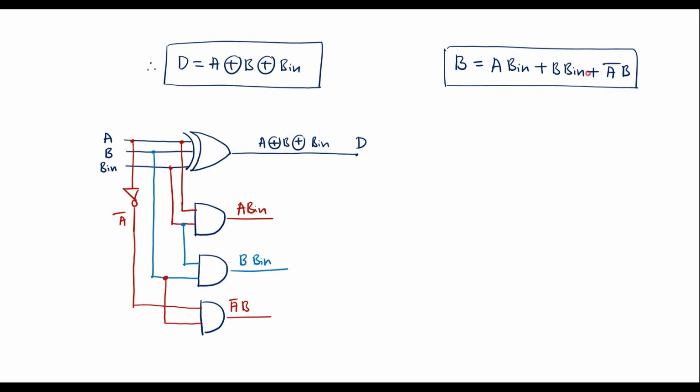Then we should use one OR gate. Let me use a 3 input OR gate. So one input is this, that is A B in. Next we have B B in, then A bar B. This is A bar B. So the output of this is borrow. So this is the complete circuit diagram of the full subtractor.